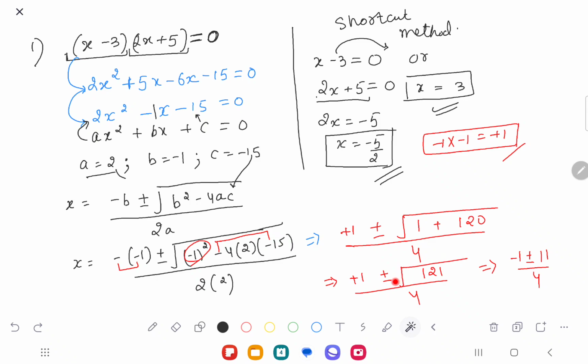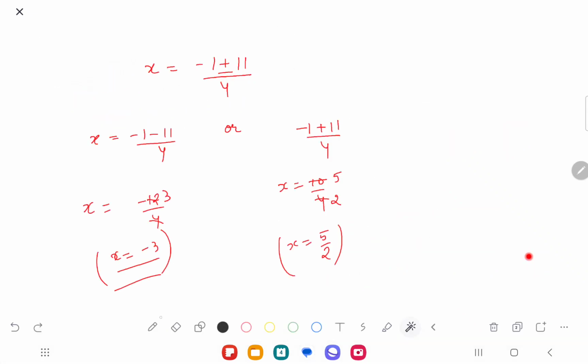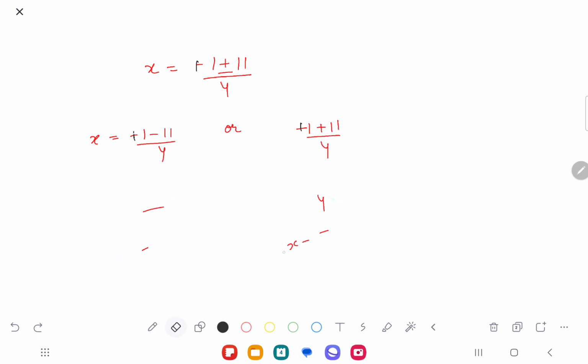What is root of 121? 11. So here it becomes plus 1. Yes or no? And when it becomes plus 1 right here, so plus 1 plus minus 11 over 4. There are two signs in between. You have to consider one sign at a time. So on the next page, when I'm writing this down, it is plus 1 plus 11 over 4, or plus 1 minus 11 over 4. So how would it look? Just tell me.